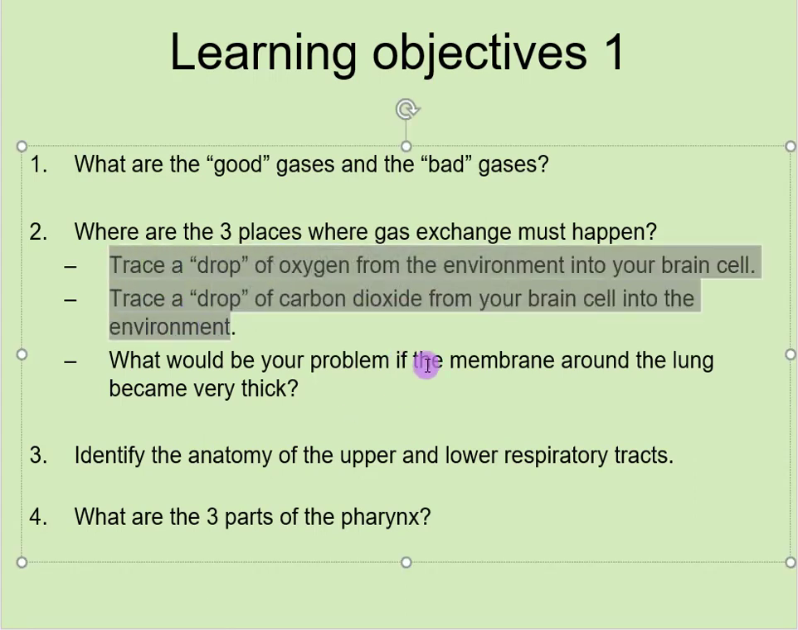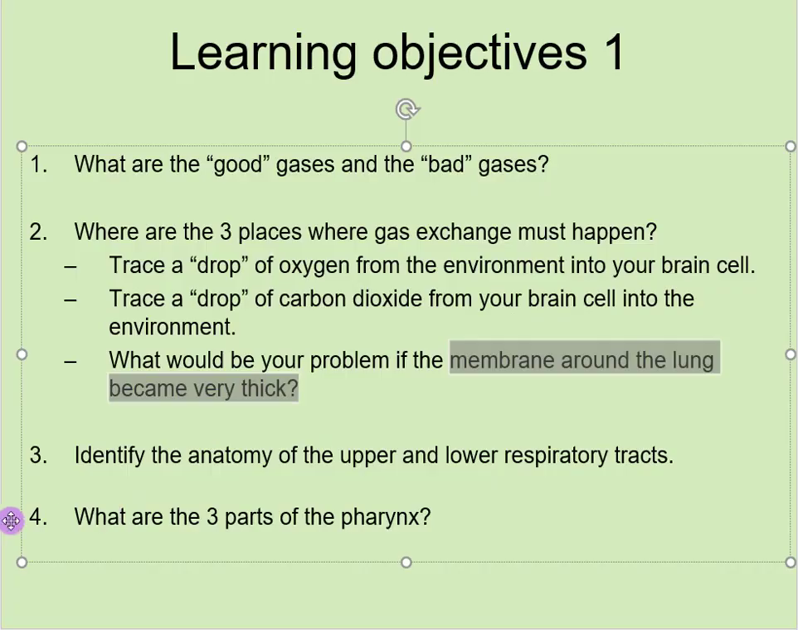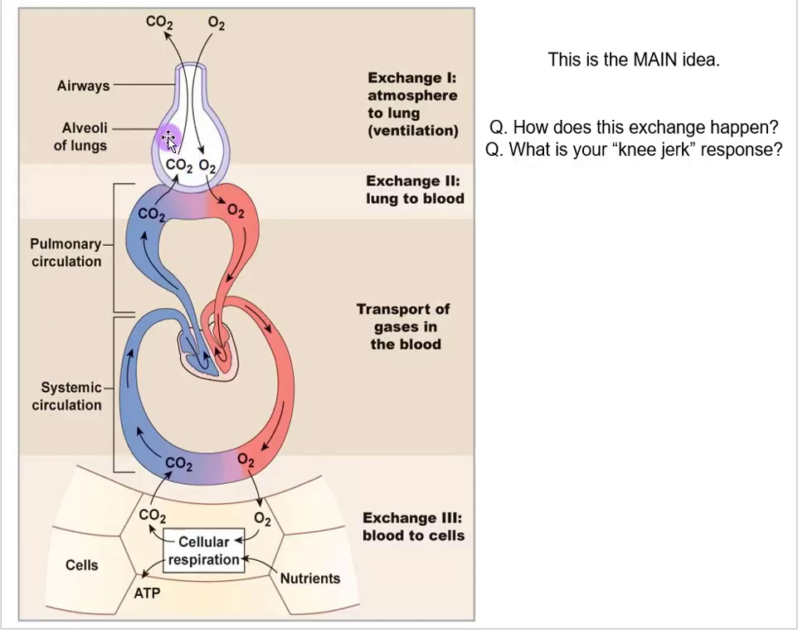Now, what's going to be your problem if the membrane around the lung became very, very thick? Here's what I mean. See this purple thing right over there? Let's say that got super duper thick. Like right now, I'm looking at the screen, let's call it 4 millimeters. So now all of a sudden this thing goes from 4 millimeters to 16 millimeters. What's your problem? Well, what your problem is should be fairly intuitive to you, because what have I just done?